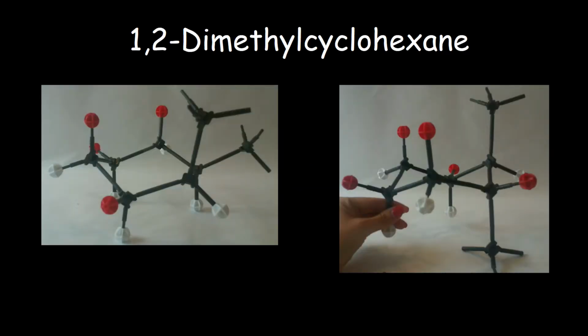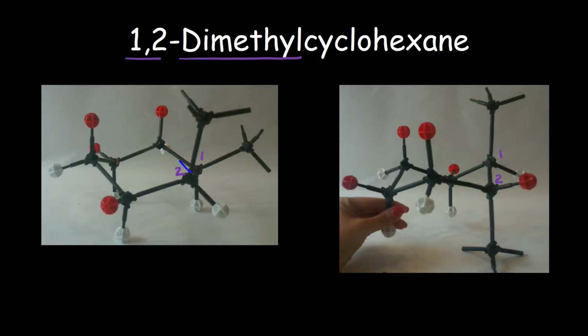Now we're going to up the ante even more and put a second substituent on the cyclohexane ring and see what the consequences are of doing this. So if we want to make something like 1,2-dimethyl cyclohexane, that means that we're putting methyl groups on adjacent carbons. There are really two ways you can do this.